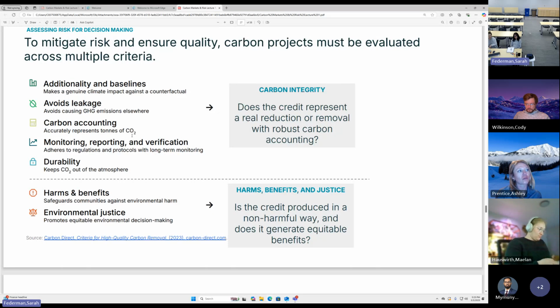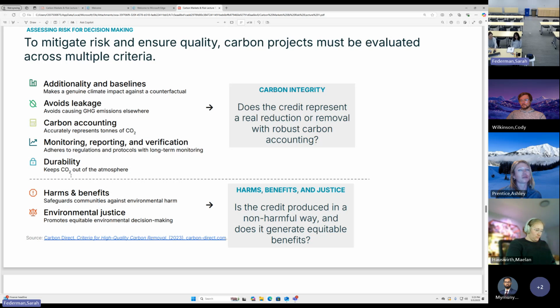Durability is how can I guarantee that the project will sequester carbon for the full project period. So for example, if we're worried that this is a project in a very fire-prone area and we're planting trees, what's the likelihood that it's going to burn down? Am I confident that I can purchase these credits?